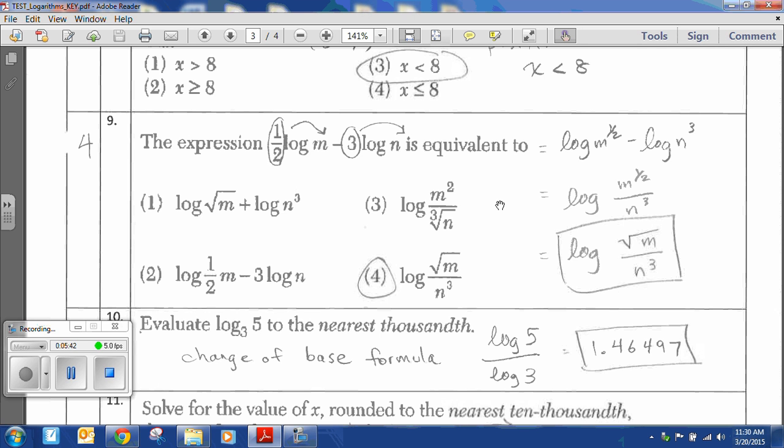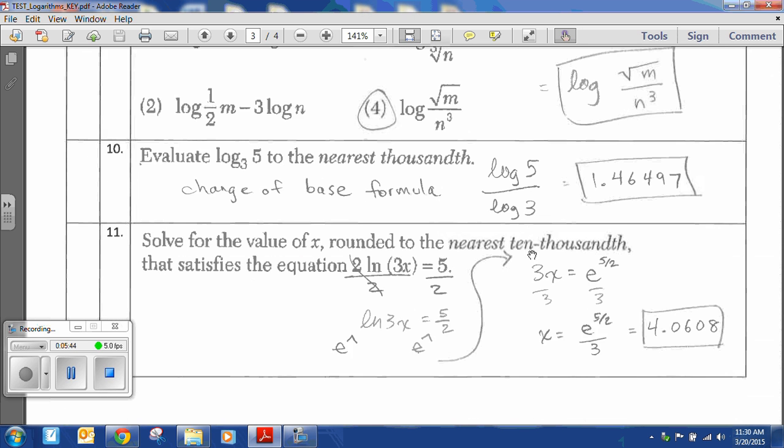Number 9, we are condensing. Number 10, you plug it into the calculator, the change of base formula, so log 5 divided by log of 3. And I rounded wrong here, it's to the nearest thousandth, which is 3 decimal places, so it's 1.465.